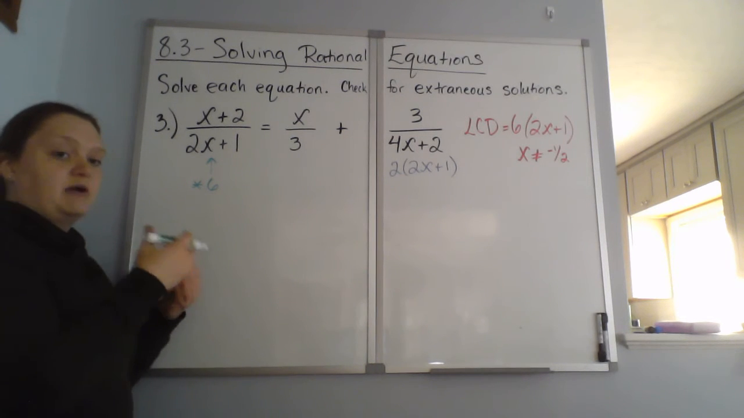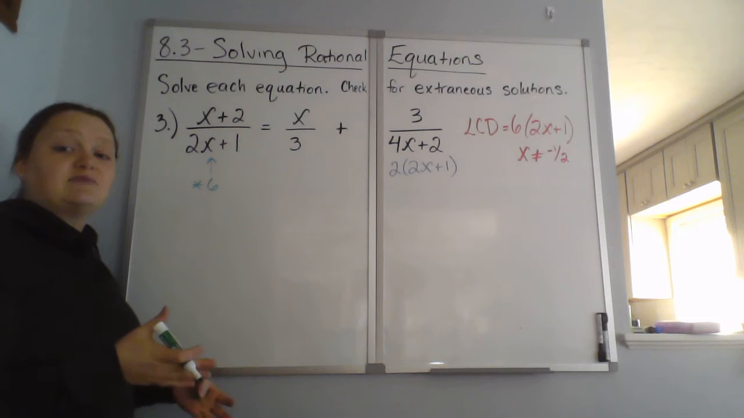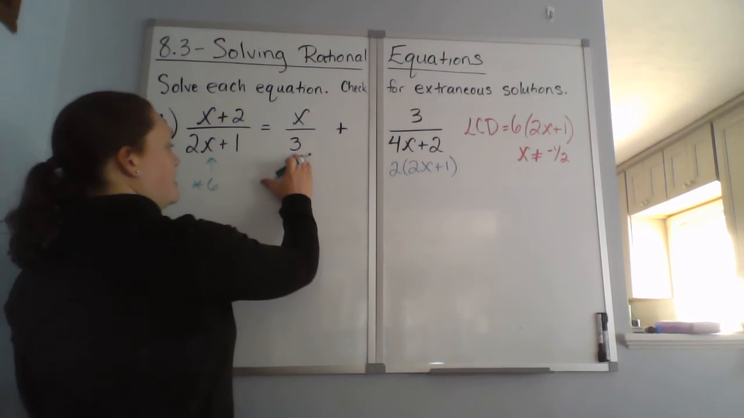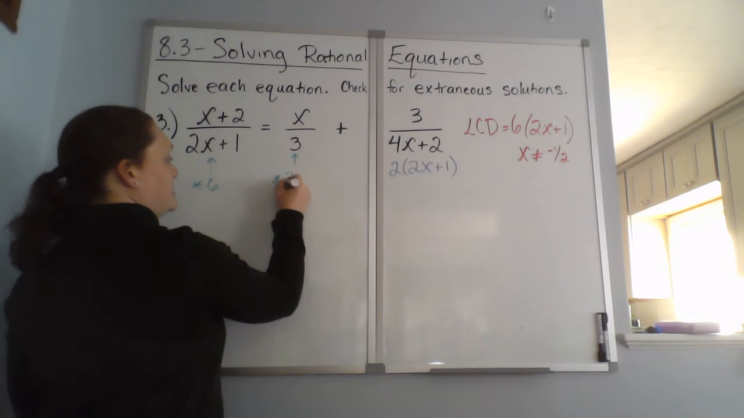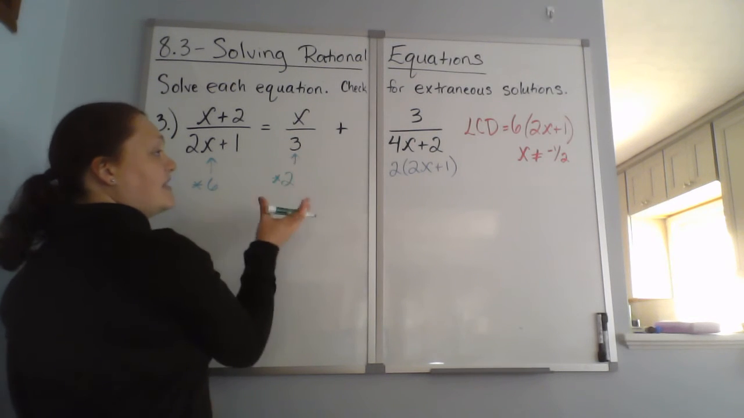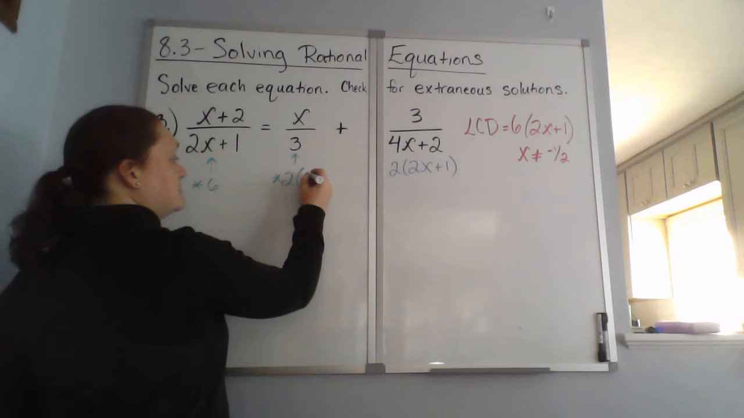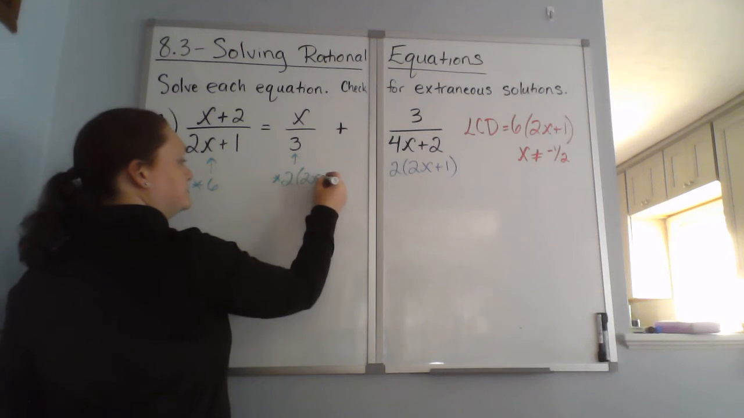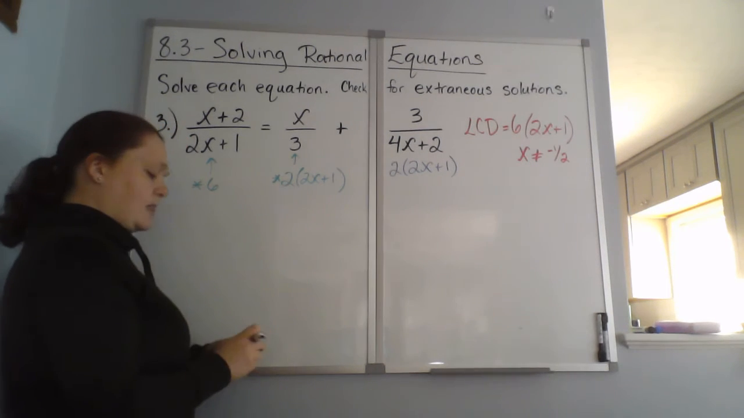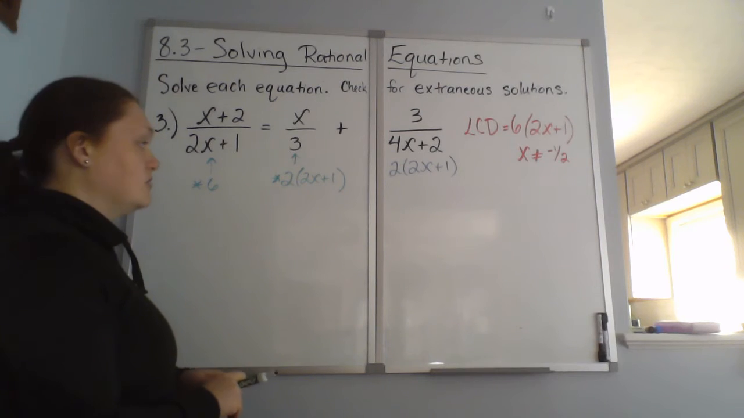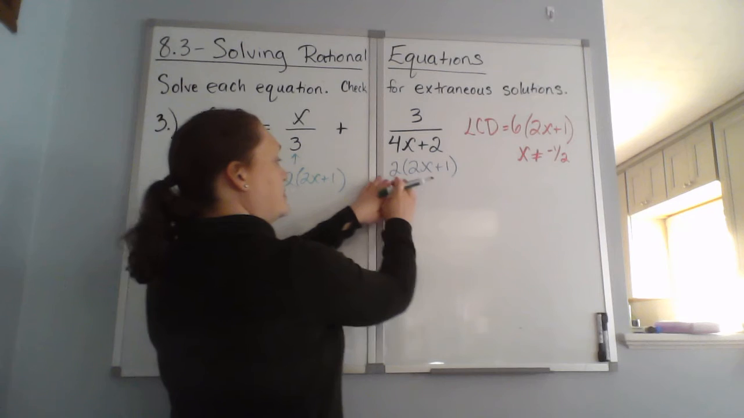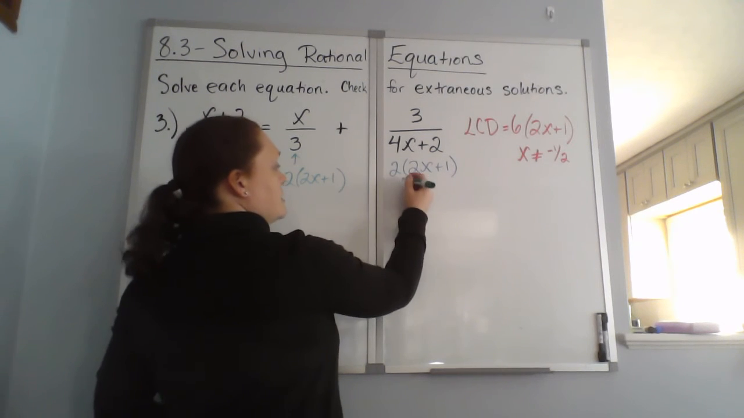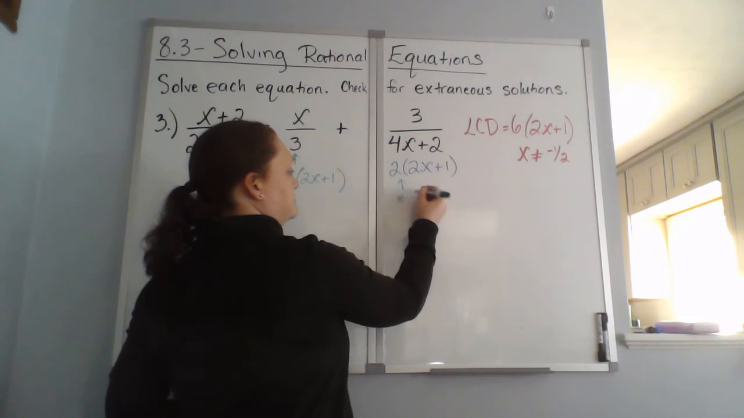Remember, the goal is to make all the bottoms the same, so we don't really even need to write them anymore. Right here, I need to make this 3 into a 6, so I need to multiply it by 2. But it also doesn't have the variable part, the 2x plus 1, so I need to multiply by 2x plus 1 as well. Then this one already has a 2x plus 1, but it has a 2 instead of a 6, so that 2 needs to be multiplied by a 3.